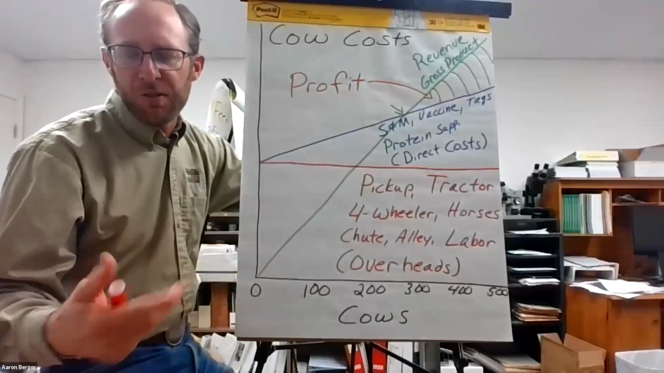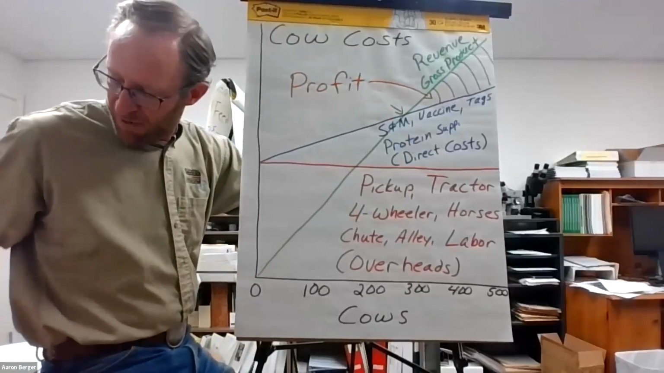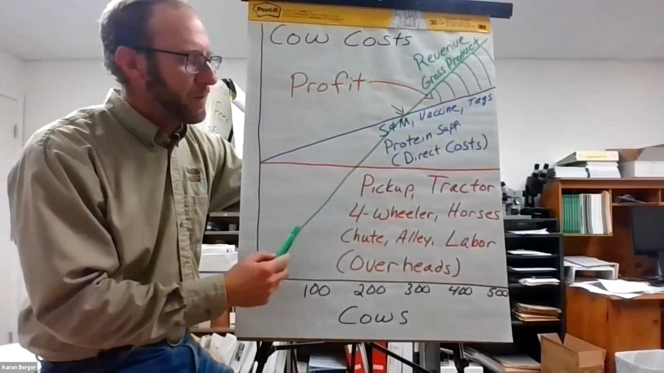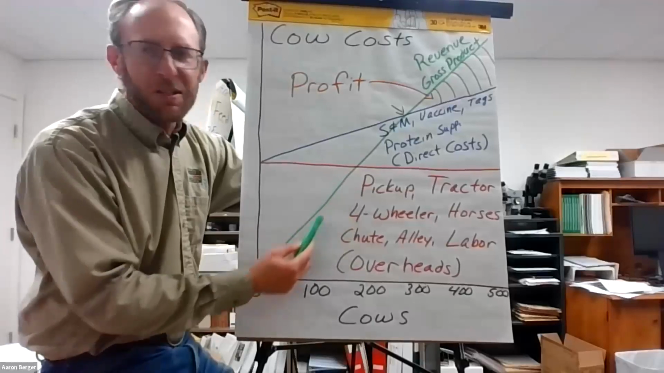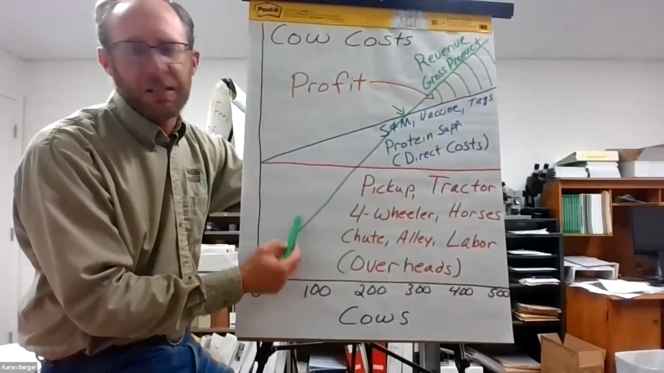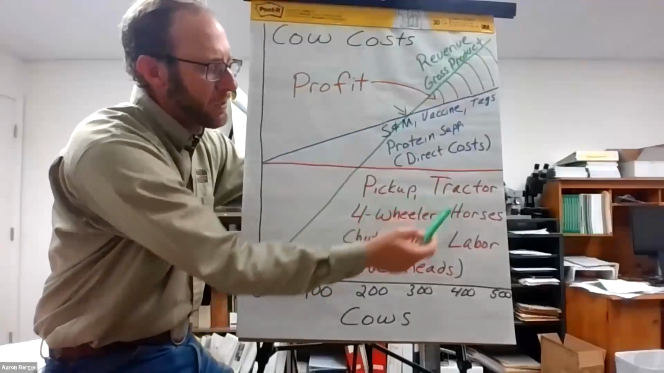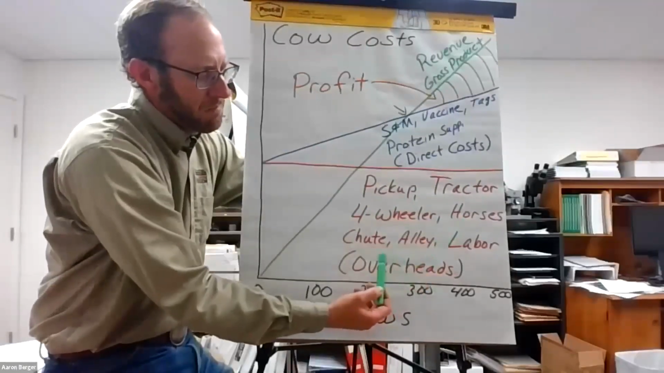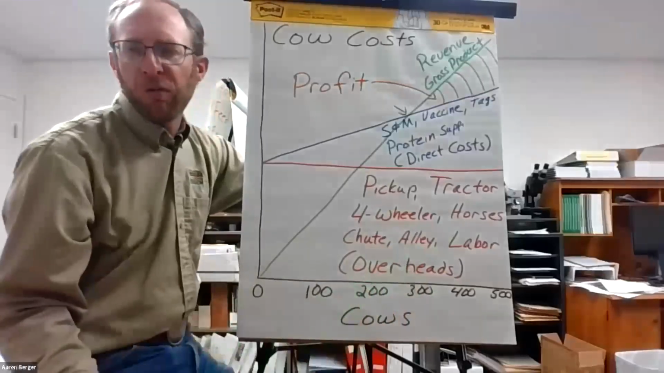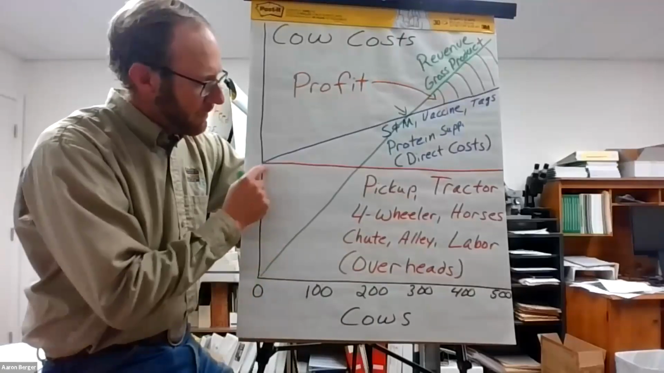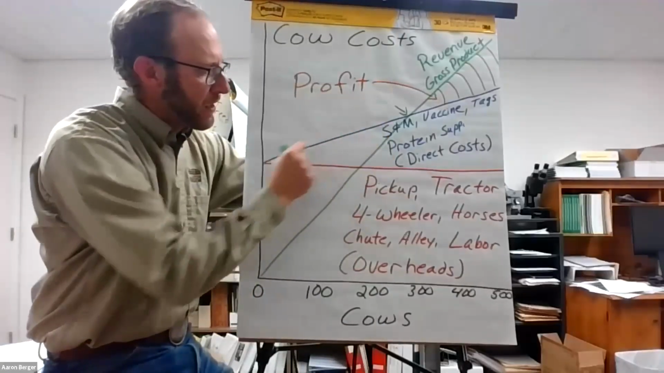All right, so if I think about this green line, that's revenue or product produced. If I've only got 1 cow, I've got some revenue, but if I have equipment to take care of cows, you can see that doesn't even cover my overhead costs, right? My red line here is overhead. That's things like a pickup, tractor, four-wheeler, horses, the chute, alley. Those are overhead costs.